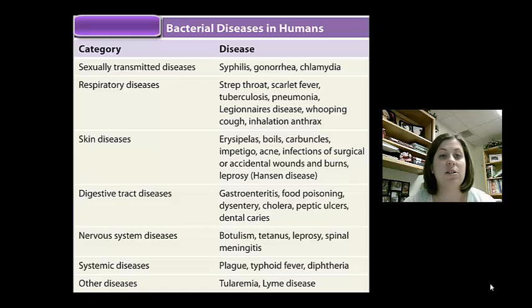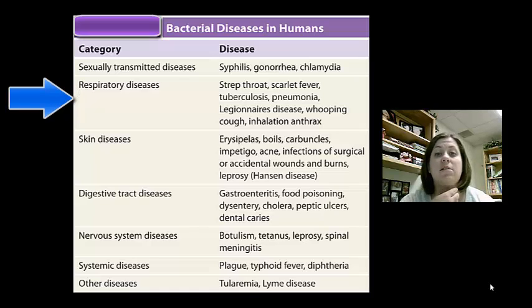So here with the sexually transmitted diseases, you see things like syphilis, gonorrhea, and chlamydia. Respiratory diseases, you see strep throat. That's why it's located here in your throat. Tuberculosis goes deeper into your lungs. Pneumonia, whooping cough, and even anthrax. You've heard about anthrax before, like where it was mailed to the Pentagon. You breathe it in and it makes you sick.